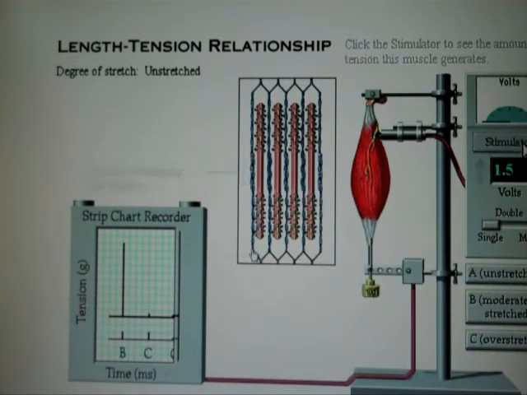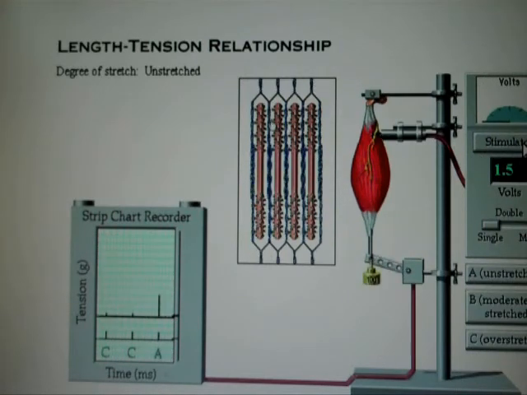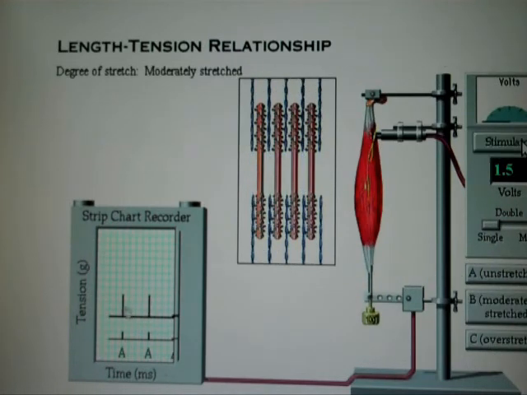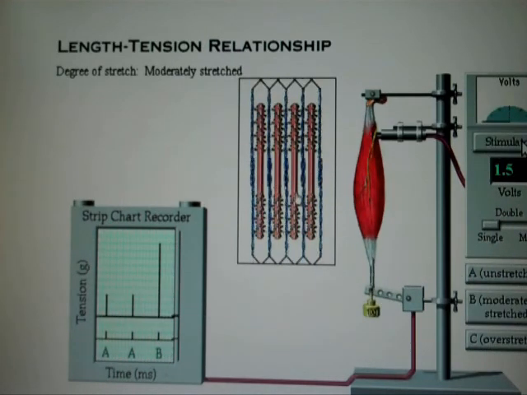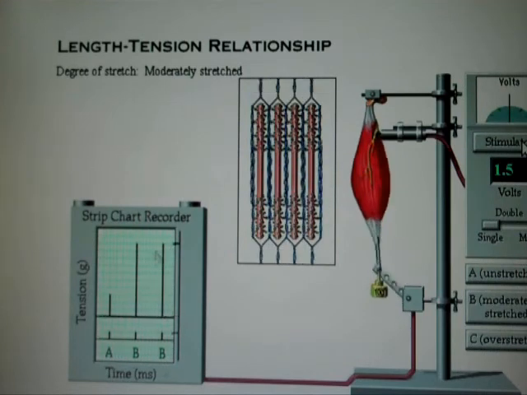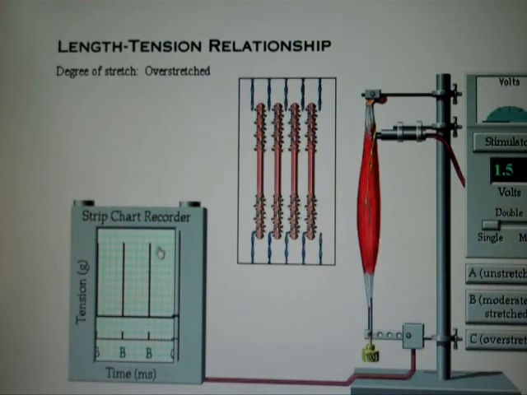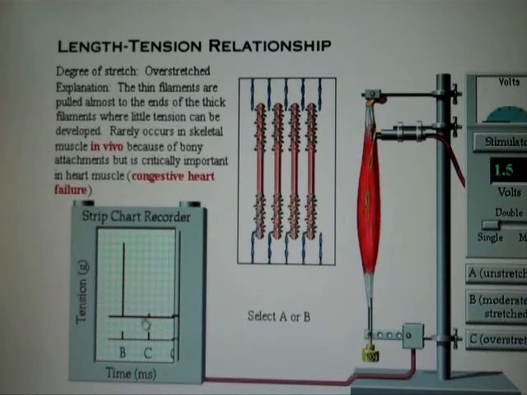Alright, so watch it again. Here's unstretched. It's too tight. The muscle's too balled up. We're not doing too good on our producing of force. Here we have a better relationship. We're able to produce maximum force, optimal force. Here, it's overstretched. There's not enough of an overlap. So we're producing minimum force.